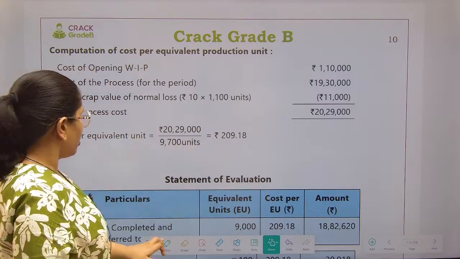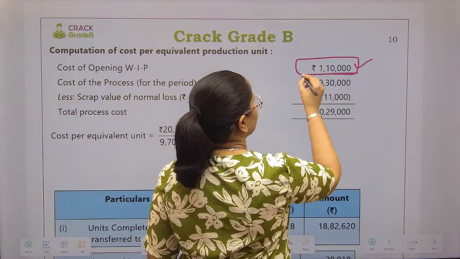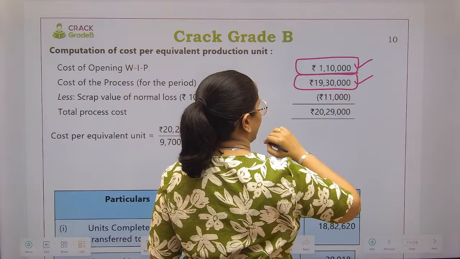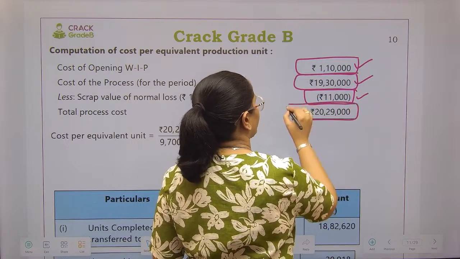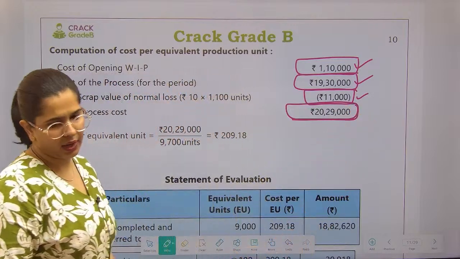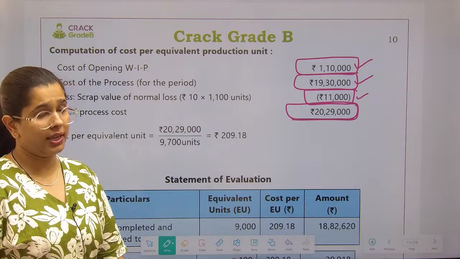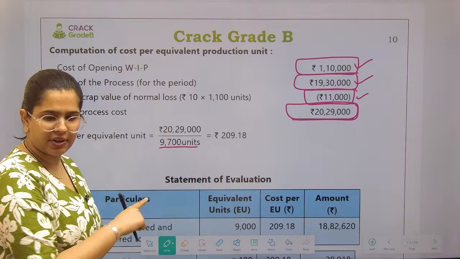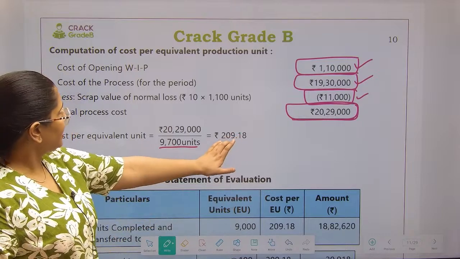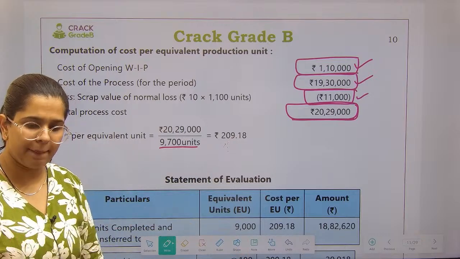So you see, जो ओपनिंग WIP का कॉस्ट है वो मैं अब यहाँ ऐड कर लूंगी. This year I have incurred a cost of 19,30,000. I'll subtract the scrap of 11,000 and I have gotten a cost of 20,29,000. ठीक है, मुझे कॉस्ट मिल गई है 20,29,000 की. Now I will divide it with the equivalent units, that is 9,700. I have easily found out what is the per unit cost. ठीक है, per unit cost मुझे मिल गई है.